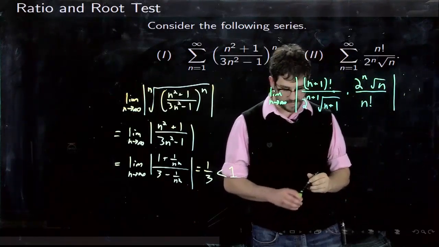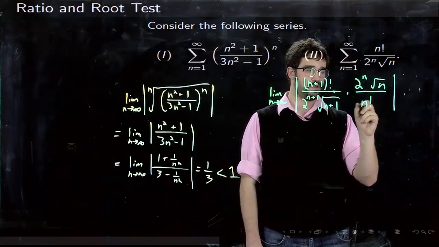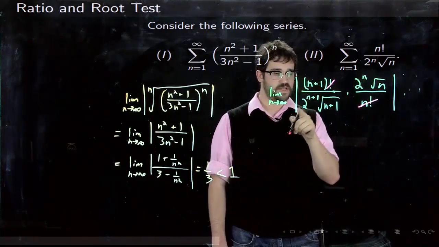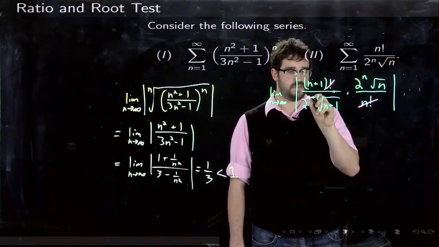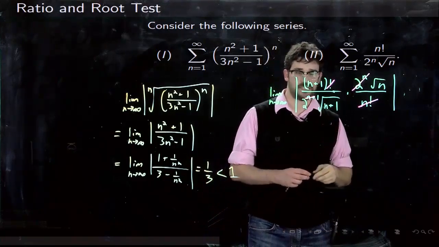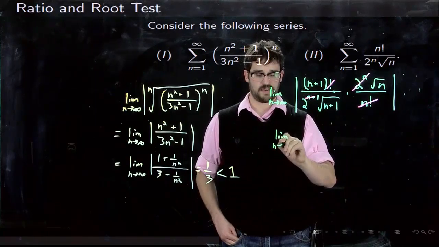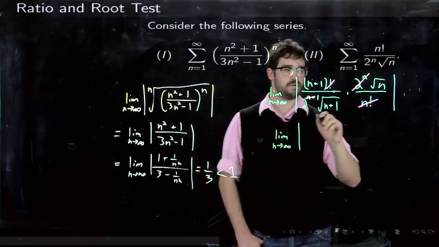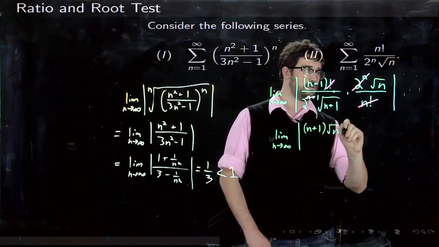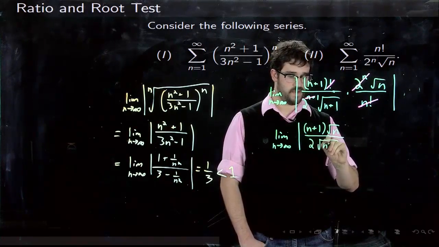Well, we have some nice cancellation, which the ratio test provides. This n factorial leaves only a factor of n plus 1 to remain. This value here will get rid of the n, and this will get rid of that entire factor. And let's see what this looks like now. We have the limit as n goes to infinity of n plus 1 times the square root of n all over 2 square root of n plus 1.